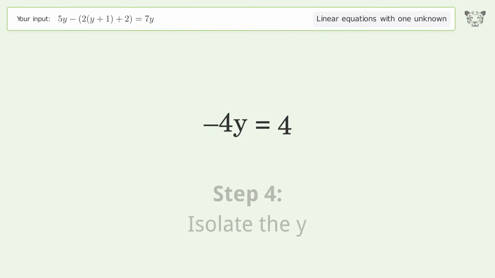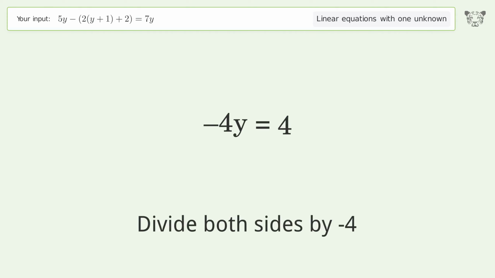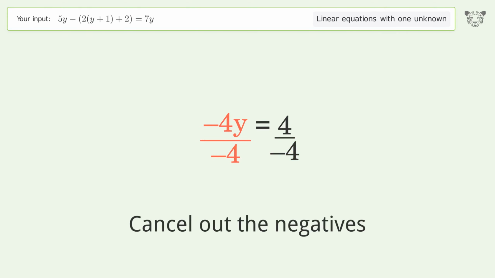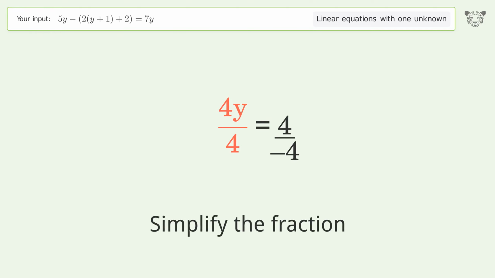Isolate the y. Divide both sides by -4. Cancel out the negatives. Simplify the fraction.